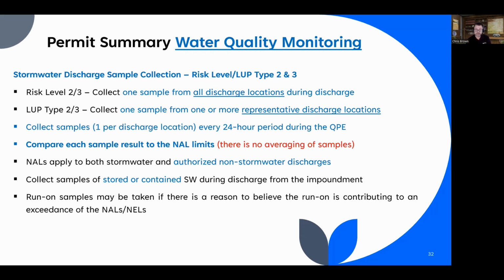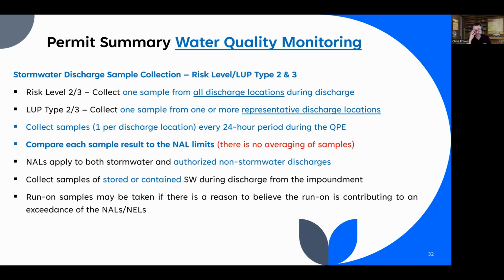Run-on can be sampled and monitored if it's believed that it is contributing to a NAL exceedance or a NEL, which I'll explain later, if we have time. But it doesn't change anything. You can't say, oh, I had a NAL exceedance because all this turbid water from my neighbor washed onto my property. That's not how this permit works.